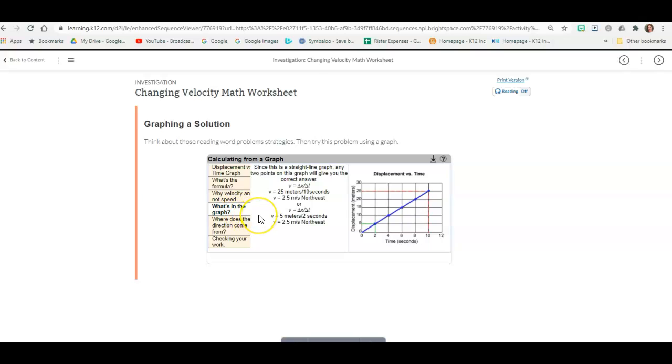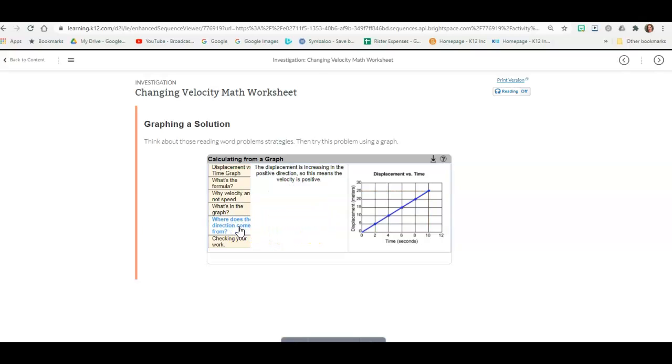Since it is a straight line, any 2 points you plot will give you the correct answer. So here you've got V equals 25 meters in 10 seconds, which equals 2.5 meters per second northeast. Or you can use V equals the displacement divided by time: 5 meters divided by 2 seconds. Even if you go down here and pick this plot, you still get the same answer, 2.5 meters per second northeast.